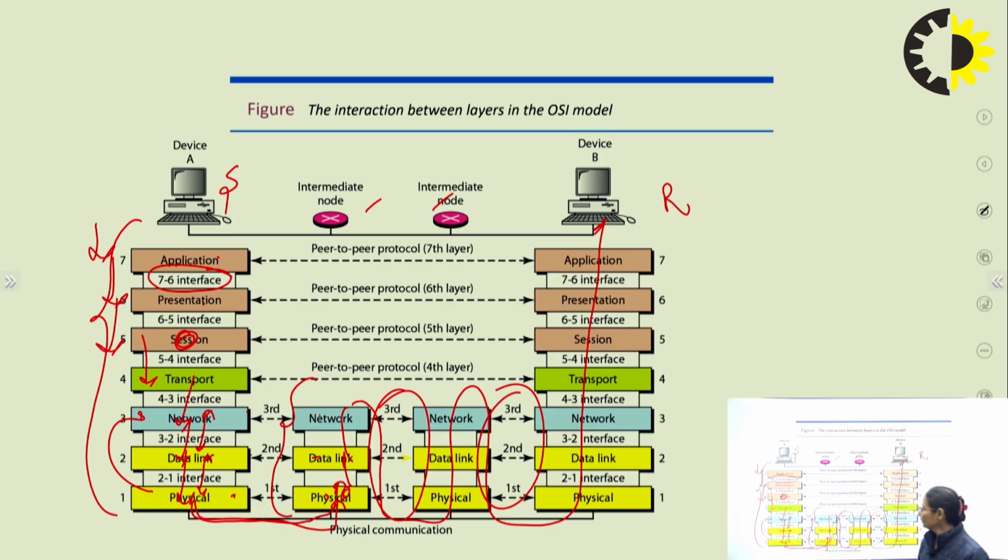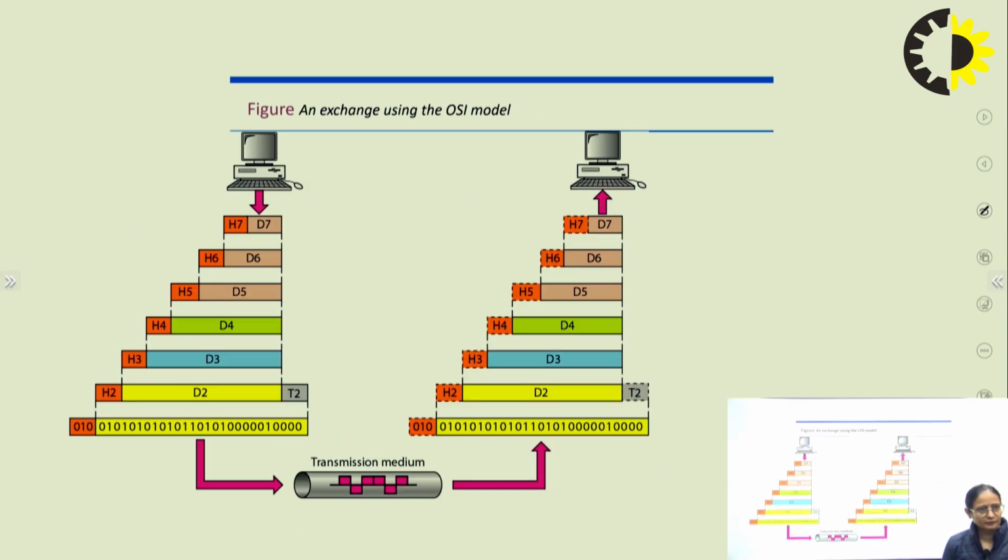So here we have peer-to-peer protocols at the fourth layer, and similarly at the fifth layer, sixth layer and seventh layer. Here there is no layer from the intermediary nodes involved. So this is how the exchange of data is handled.